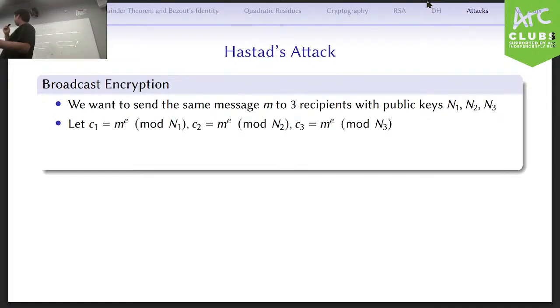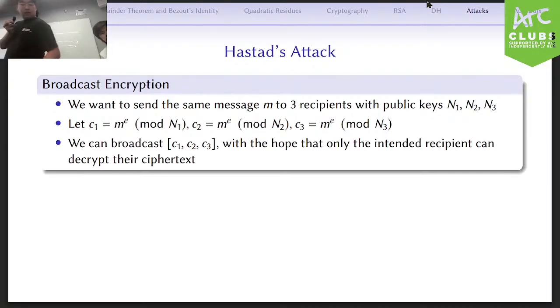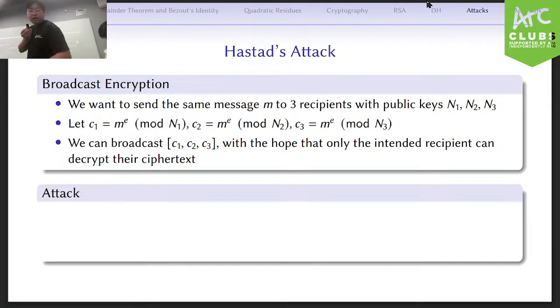Essentially we'll encrypt our messages as normal with RSA. So each of the ciphertexts is the message to the power of E modulo their respective public key. And then at the end, we'll just send these messages out into the world. The idea is you can only decrypt the message corresponding to your own public key. Only person 1 can decrypt C1. They won't be able to decrypt C2 and C3. If you don't know the private key, you won't be able to decrypt any of the messages. So that's broadcast encryption.